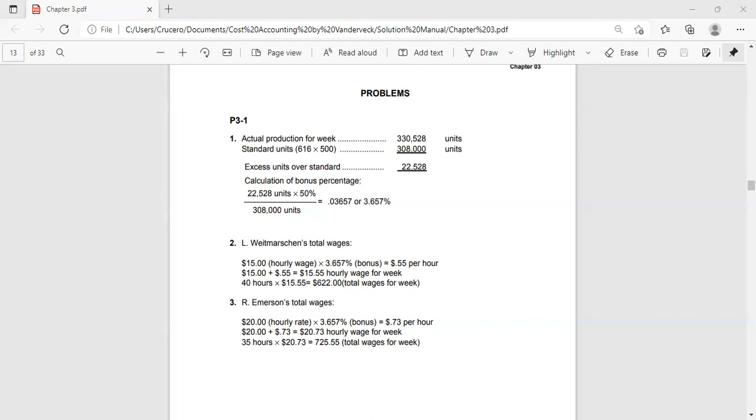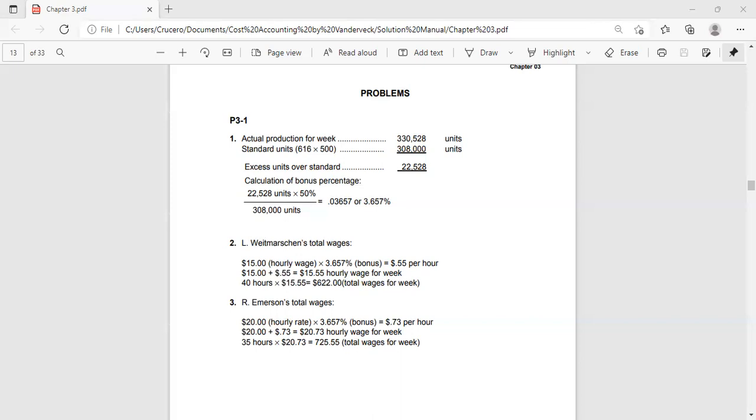Now for the calculation of bonus percentage, we have 22,528 divided by 308,000 units equals 0.03657 or 3.657%. So we are now dividing the excess over the standard, and we divide that by the standard number of units.